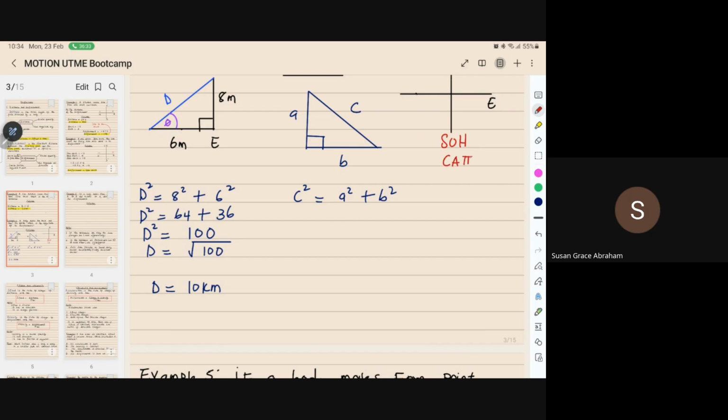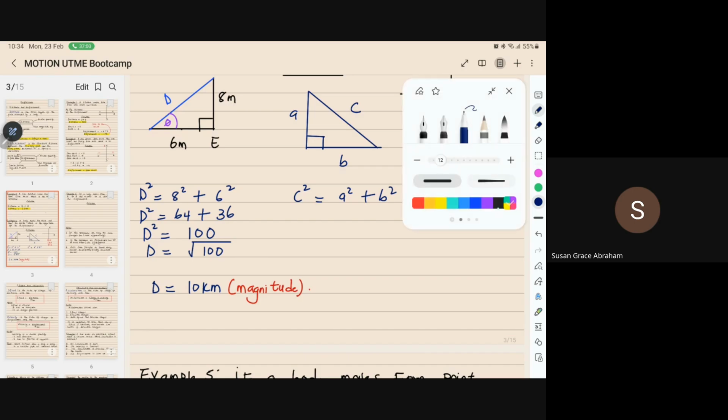So for your SOHCAHTOA, you have SOH, CAH and your TOA. Now this time around, remember that the side facing this angle is your opposite, and this side is your adjacent. So to find that direction between them, you say that this is the magnitude.